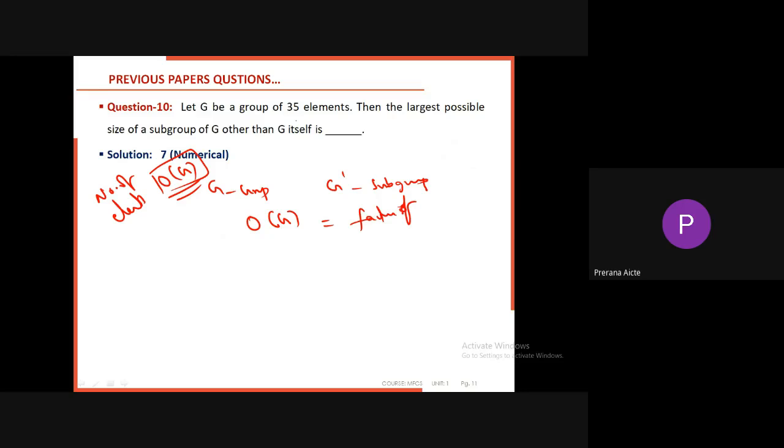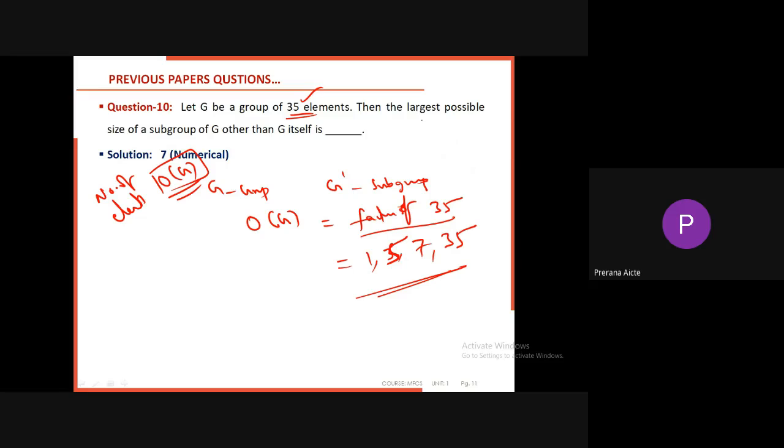whatever number we are given here, which is going to be 35. For 35, the factors are 1, 5, 7 and 35. These are the factors for the number of elements in the group. For a subgroup, if you want to find the number of elements that are possible, we need to consider these particular factors of the number of elements in the group.